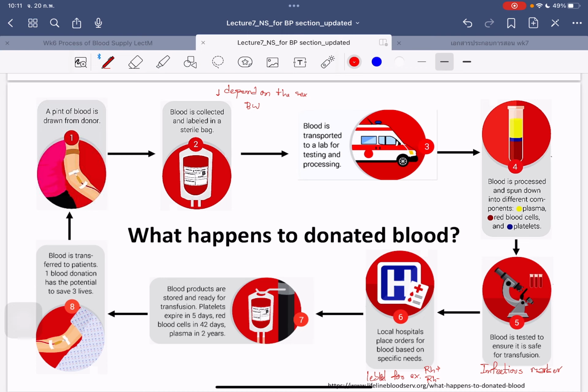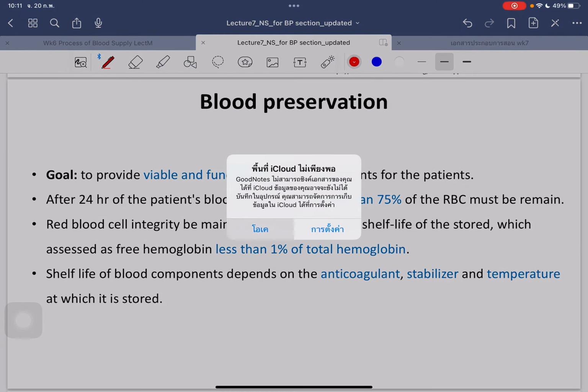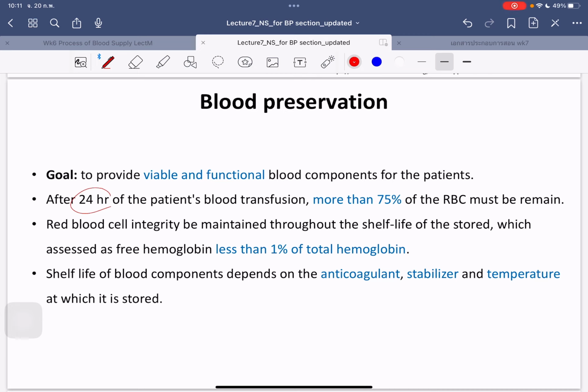So the purpose of blood preservation, the important thing, is that you have to provide a viable and normally functioning blood component for the patient. And at least when you transfuse this blood to the patient, at least 25% must survive for 3 days. So this is why we have to learn about blood preservation and blood storage.